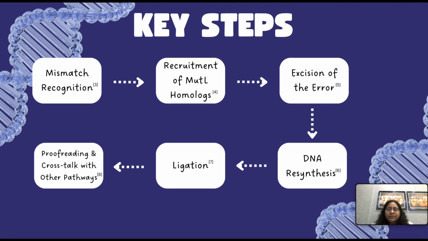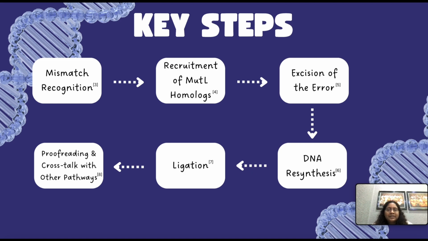And then we move on to excision of the error. So after the mismatch recognition, the mismatched DNA strand is excised. In prokaryotes, MutH is an endonuclease that cleaves the DNA strand near the mismatch. In eukaryotes, EXO1, or exonuclease 1, is responsible for excising the mismatched strand, although EXO1-independent pathways can also function when necessary. And then we move on to DNA resynthesis.